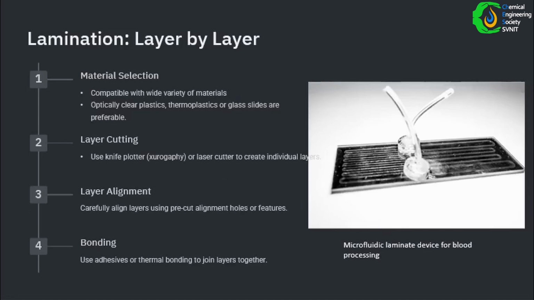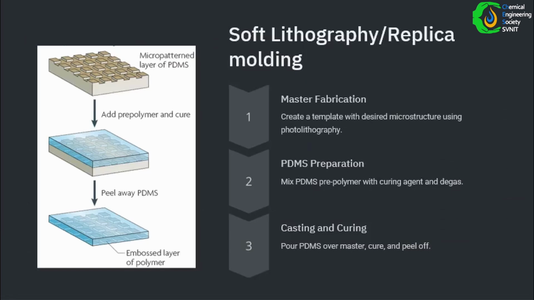Now let us see the fabrication techniques. Microfabrication methods include lamination by layer bonding, soft lithography by PDMS molding, and 3D printing. The first one is lamination. It involves cutting, aligning, and bonding multiple layers like plastic or glass. This layered approach enables precision and flexibility in microfluidic channel design.